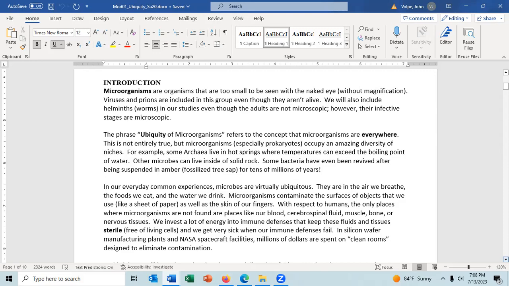However, the infective stage, for when people become infected, usually is microscopic. And because microbiologists have studied organisms that cause disease, and the helminths are definitely organisms which cause disease. You should know the phrase ubiquity of microorganisms refers to the concept that microorganisms are essentially everywhere.